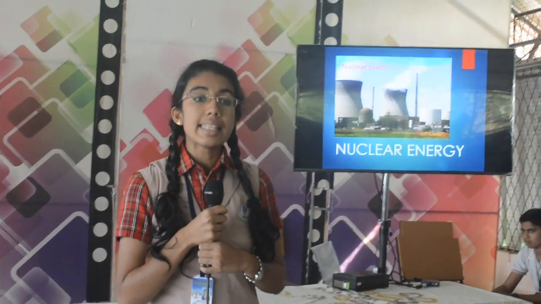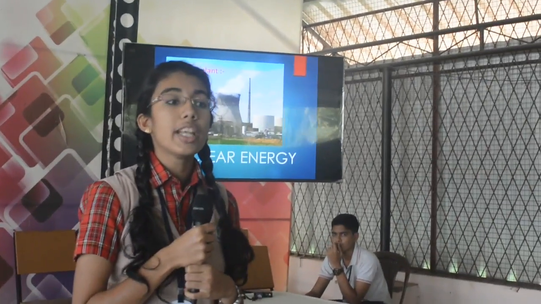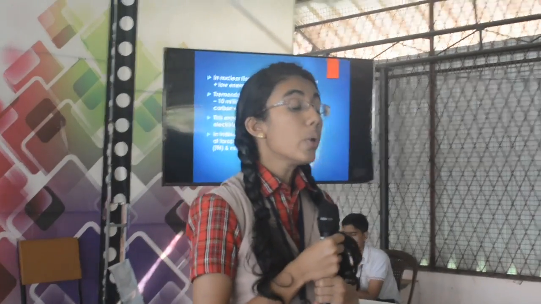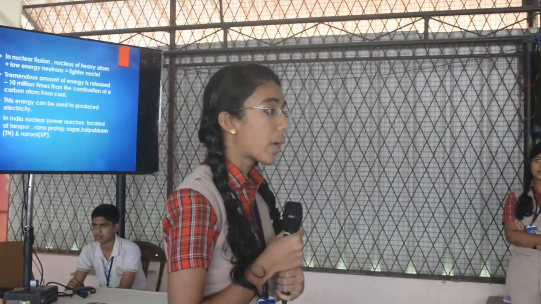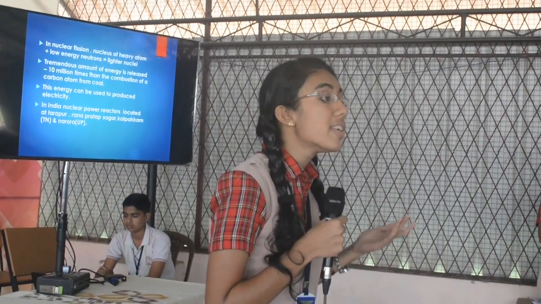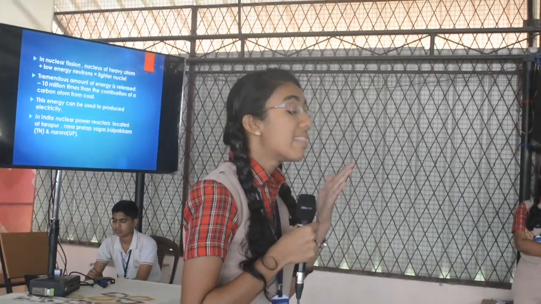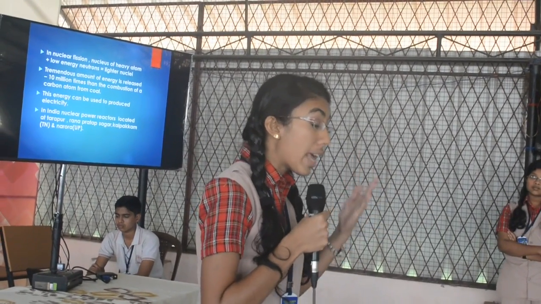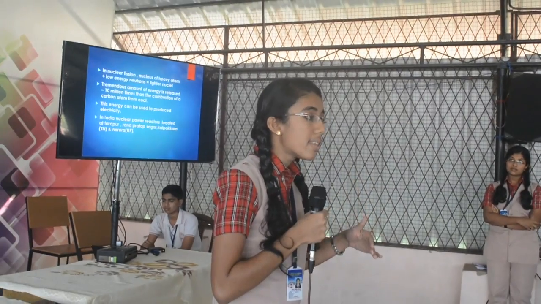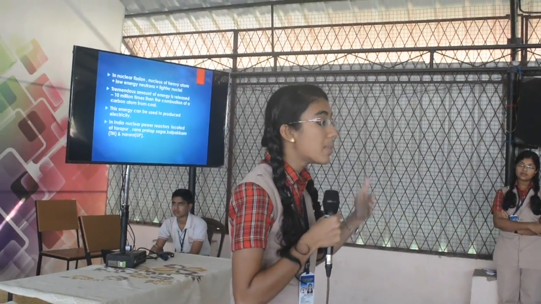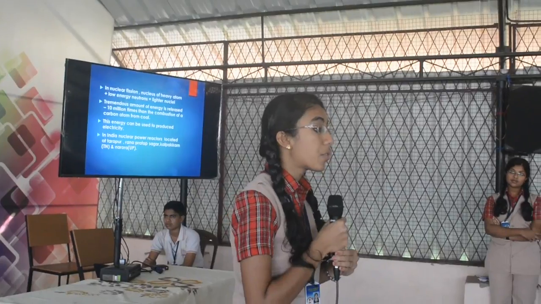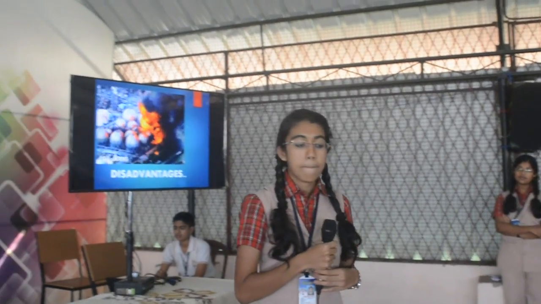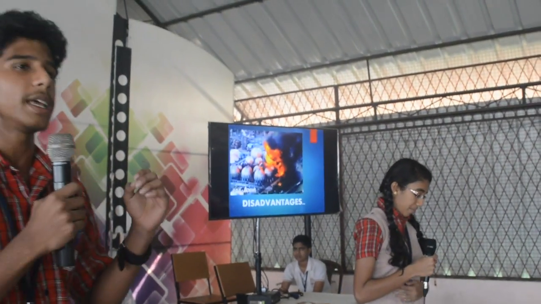Nuclear energy is released by a process called nuclear fission. That is, the nucleus of a heavy atom is bombarded with low energy neutrons and split into lighter nuclei. In this process, a tremendous amount of energy is released. The fission of a uranium atom produces 10 million times the energy produced by the combustion of a carbon atom from coal. But the use of nuclear energy must be reduced.